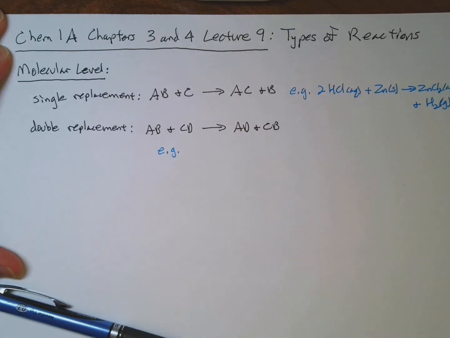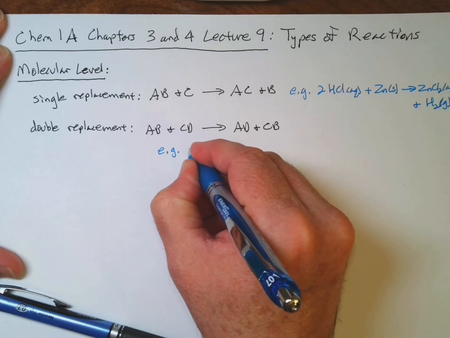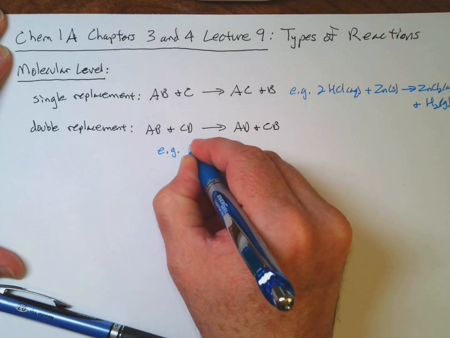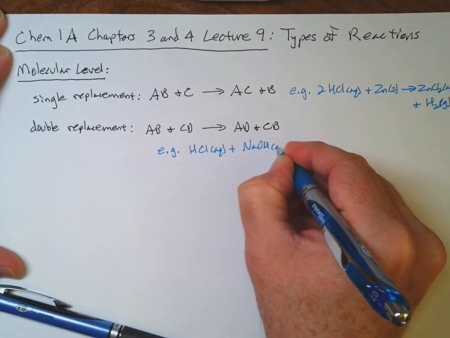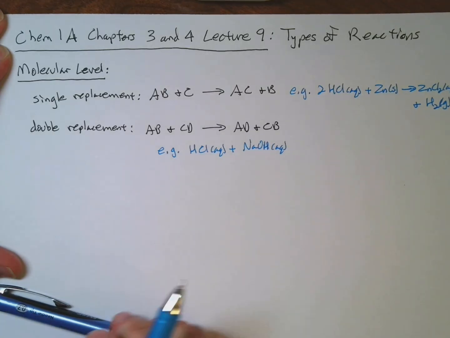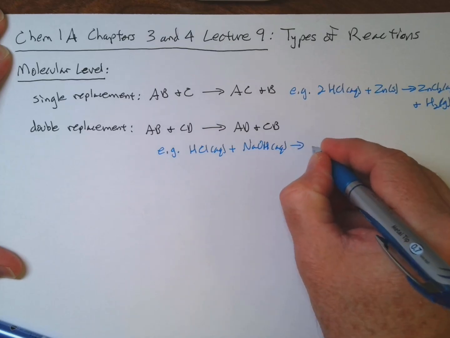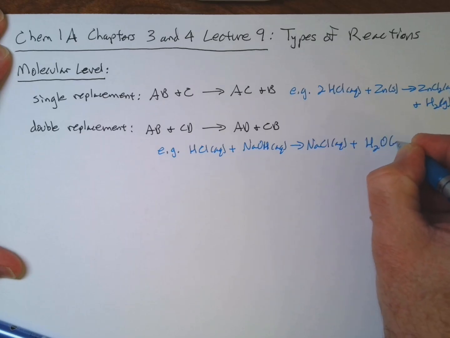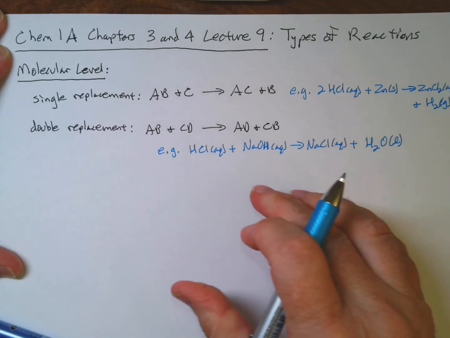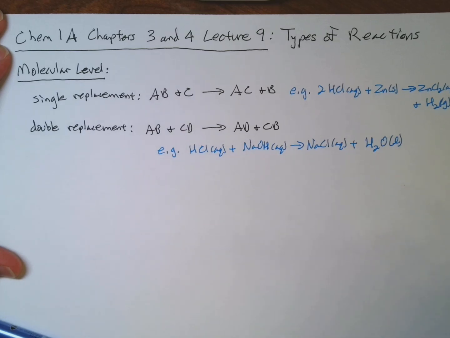An example for a double replacement could be something like HCl aqueous plus NaOH aqueous. And like we've talked about in lab, we'll swap. I'm going to swap my H and my Na, and I will get NaCl aqueous plus HOH, which is simply H2O, and that's a liquid. There are other reactions that we could have. We've seen some already, some precipitation reactions or double replacement reactions.